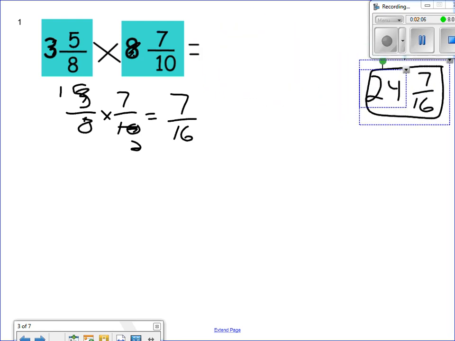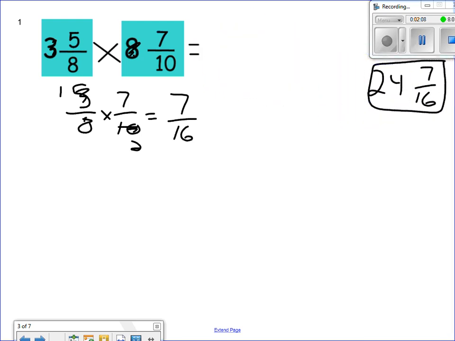The reason why I did that is we're going to keep this off to the side. I'm going to show you the correct way to do it, and let's see how far off we are from 24 and 7/16. This is what you have to do when you are multiplying mixed numbers. You have to change each one of these mixed numbers into an improper fraction first. So let's take 3 and 5/8. That is an improper fraction.